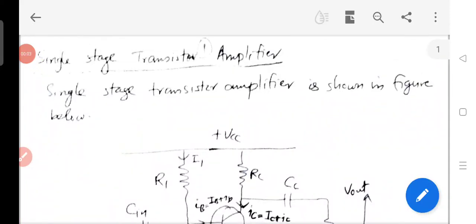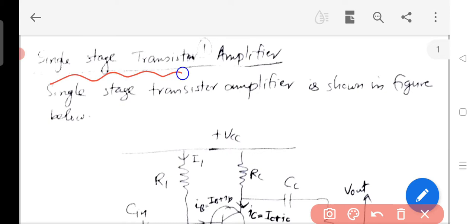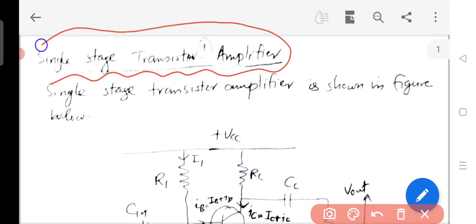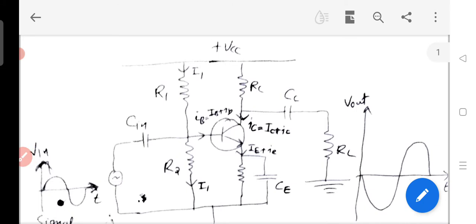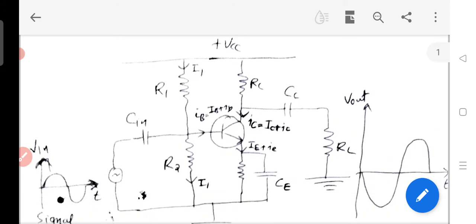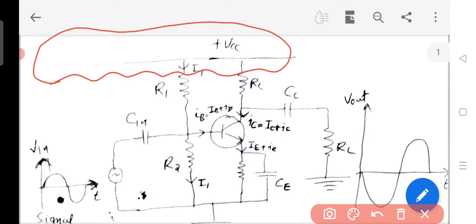Today we look at a very important section in electronics, the single stage transistor amplifier. We know basically a transistor is used for amplification purposes. Weak signal has to be amplified. So we look at a single stage transistor amplifier in common emitter mode, which is the most commonly used one, the common emitter mode.